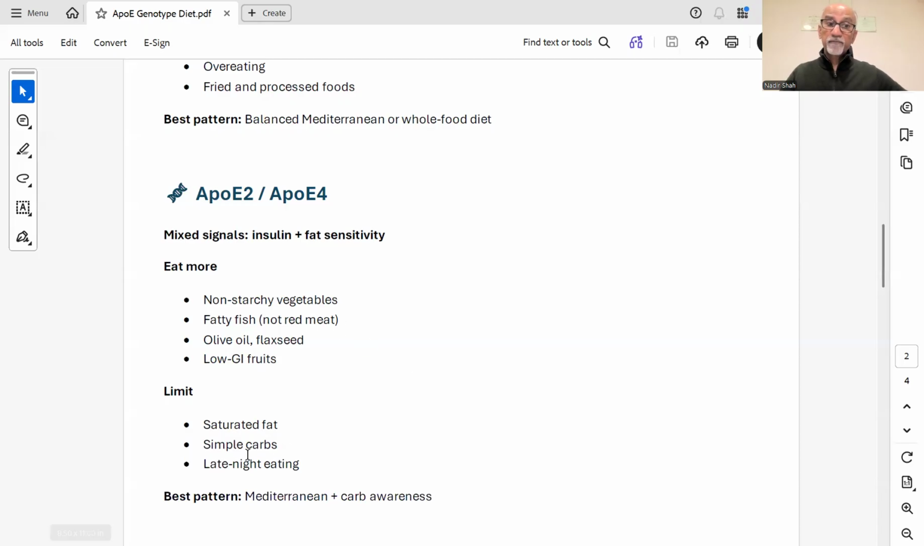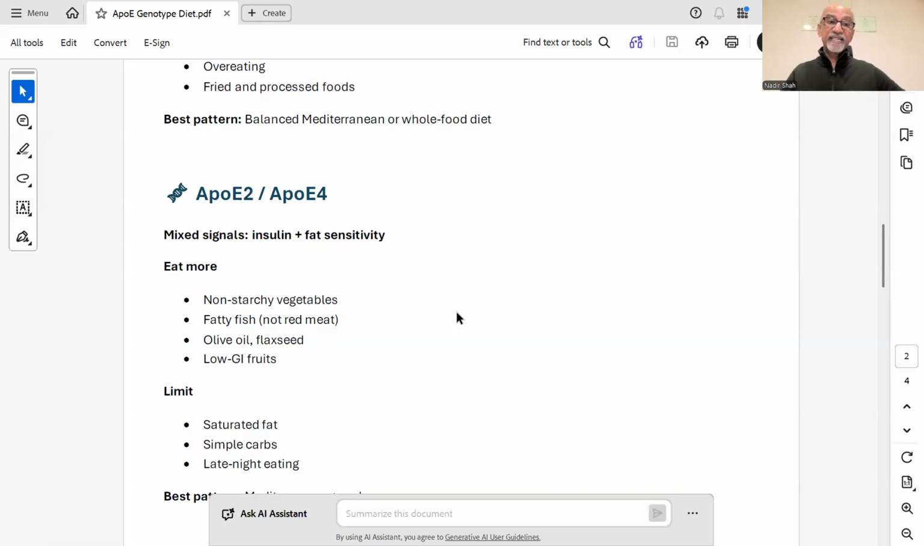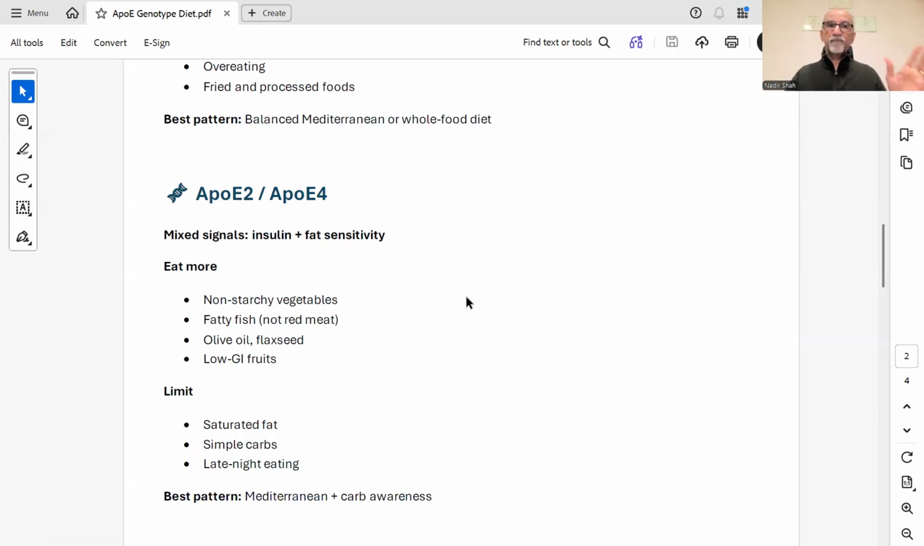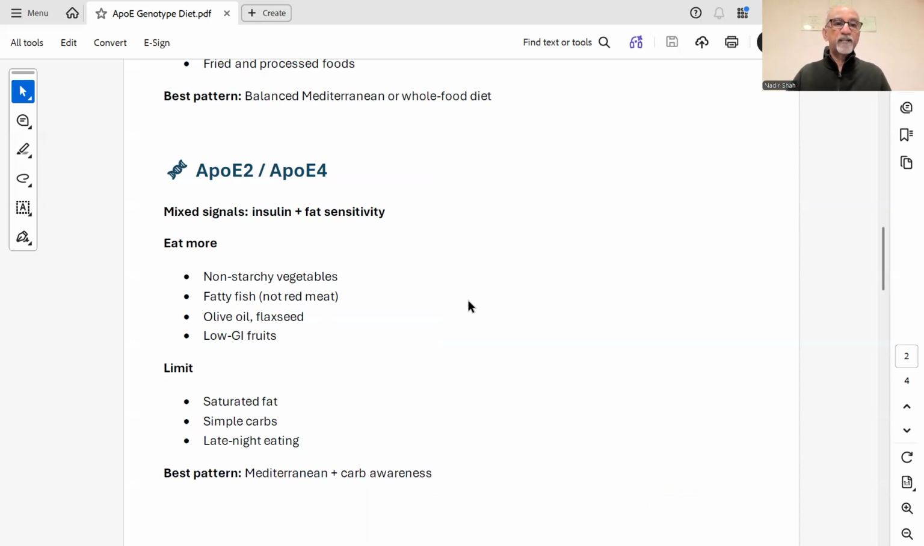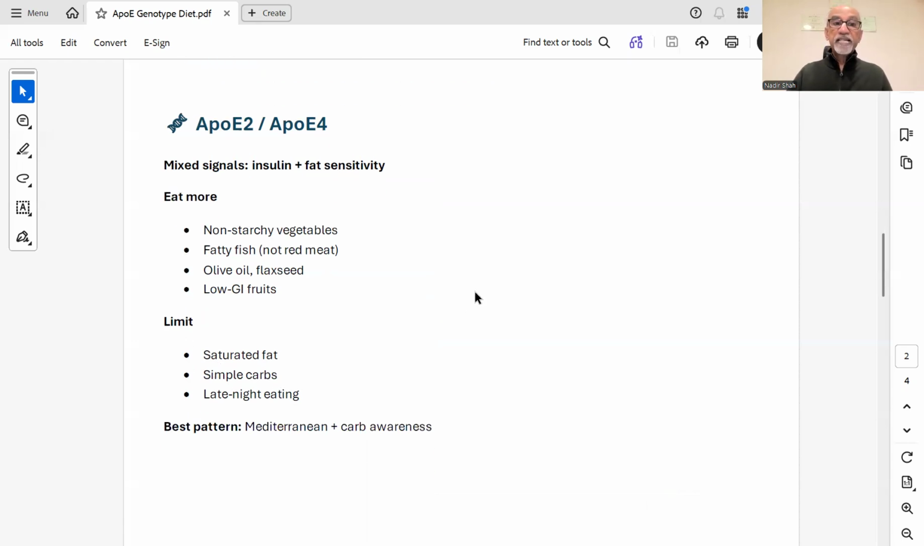Simple carbs you have to limit, because here 2 is there, so they are not good insulin handlers. So simple carbs should be avoided. Late night eating is not good for anyone, particularly these folks. We have to be mindful of that. Best pattern, Mediterranean plus carb awareness. Okay, you have to be mindful.